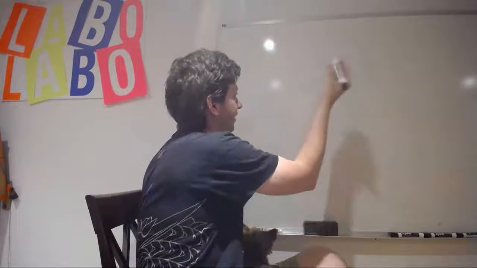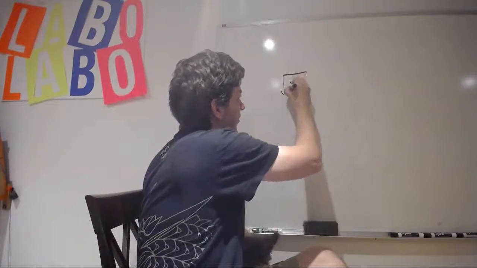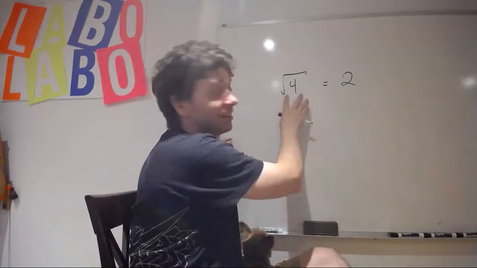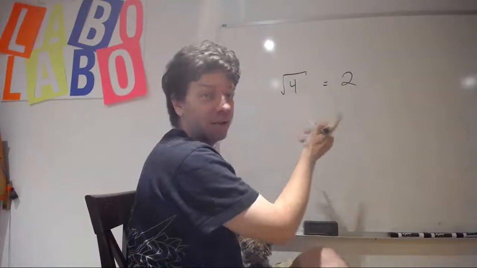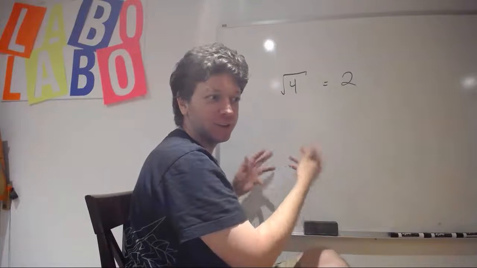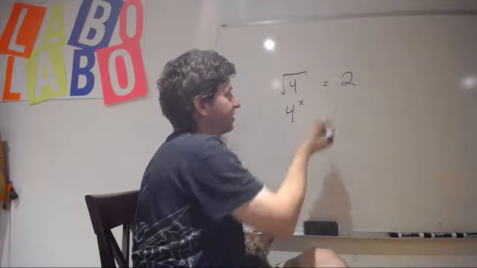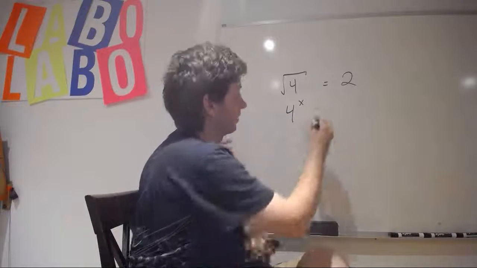So this is what I've said. I said the square root of 4, and that just equals 2. And I've said that this is just 4 to the power of 1/2. Well, let's try this, but let's not assume it's 1/2. Let's just say this is just 4 to the power of something we'll call x.